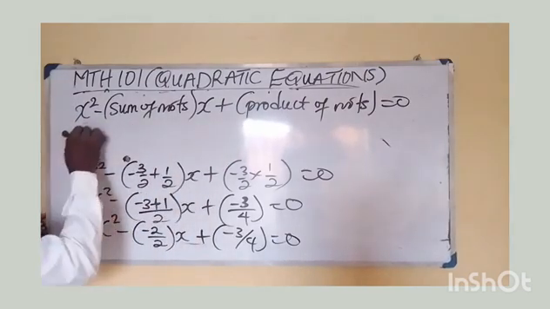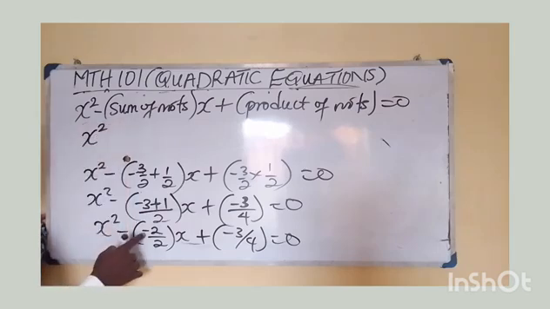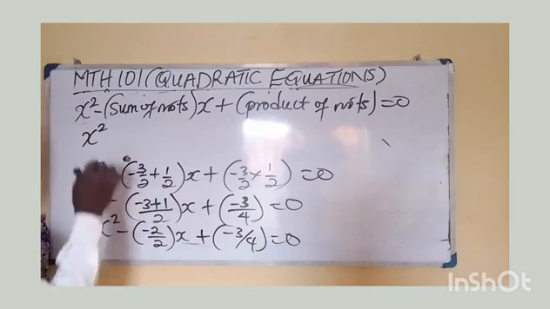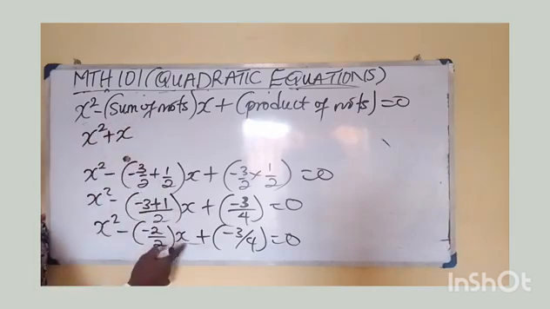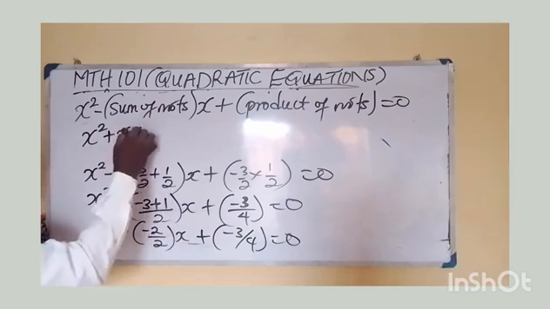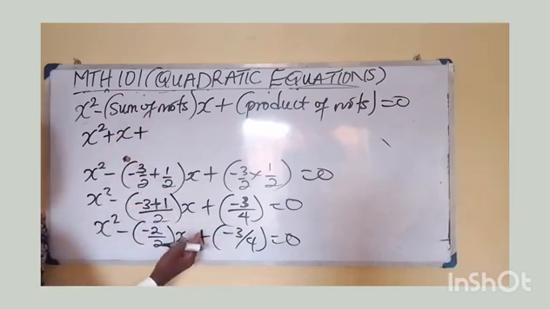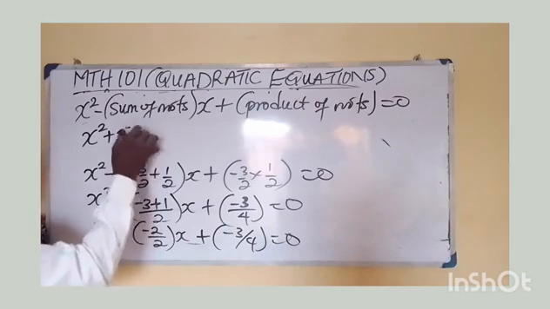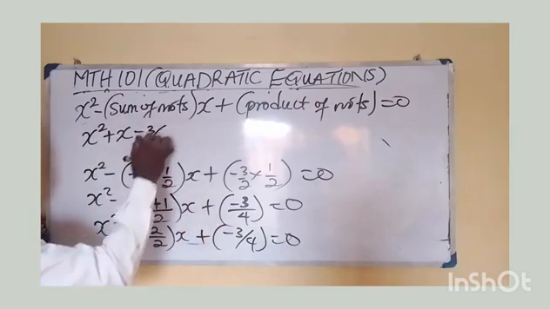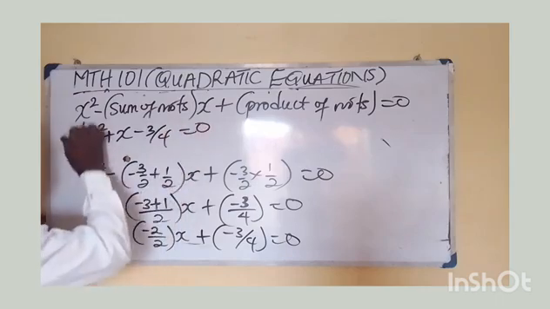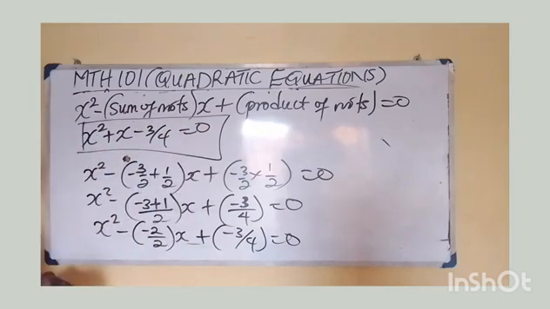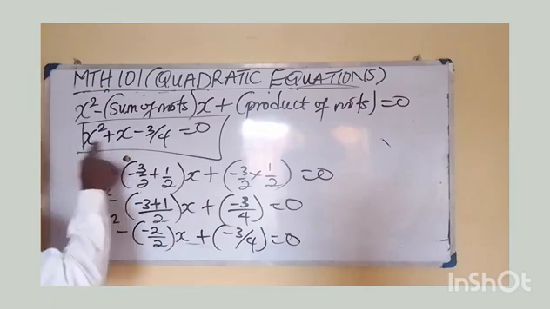So what will I have next? I'll have x squared. Minus times minus is plus. So 2 divided by 2 is 1, so that is plus x. Then plus times minus, I have minus 3 over 4, all equal to 0. So this is the quadratic equation.